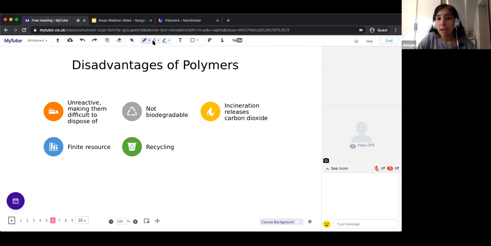We then do cracking to the crude oil or to the fractions of crude oil to make our alkenes. And remember, polymers are made of alkenes. So that means that the polymers have come from crude oil, which is going to run out eventually. So it's a finite resource.